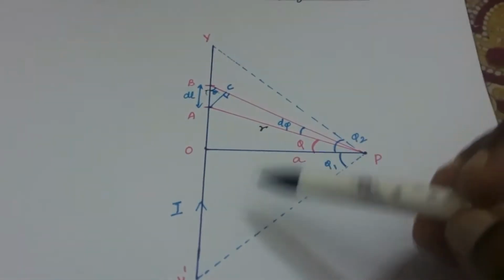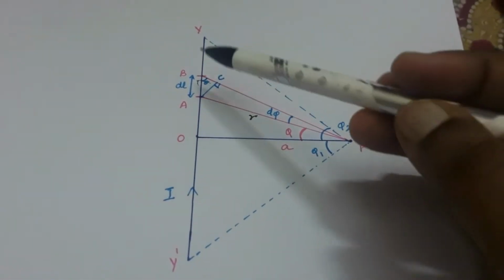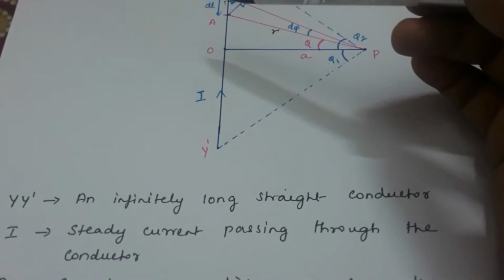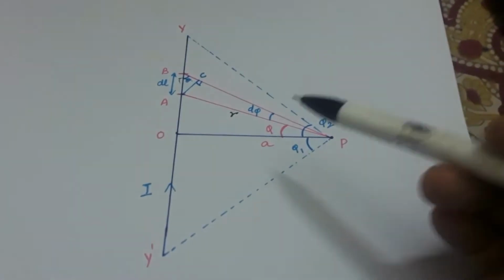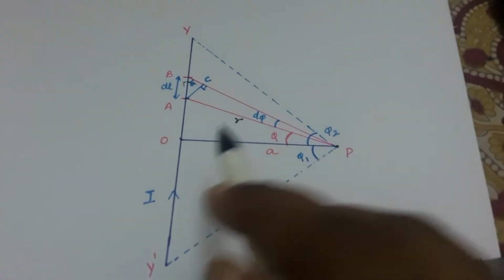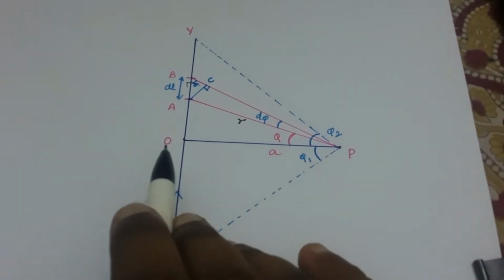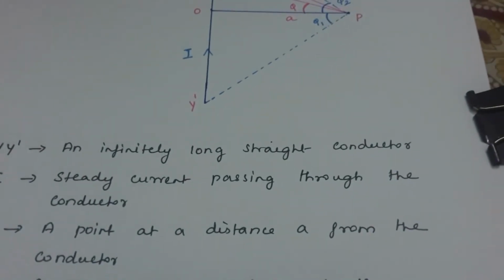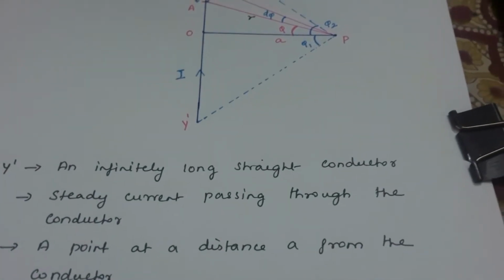Now let I be the steady current passing through the conductor. So what is I? I is the steady current passing through the conductor. Now P is a point at a distance A from the midpoint of the conductor.